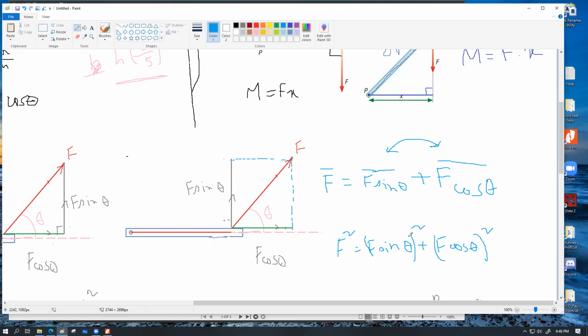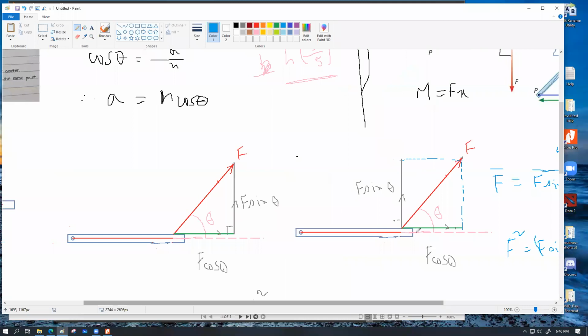Yes, sir. Understood? With vectors you can write it directly, but if you want to write it with only values, then you have to use Pythagoras' formula and write it with squares. So this is the basic idea that I wanted to show you over here, and there is more to this.